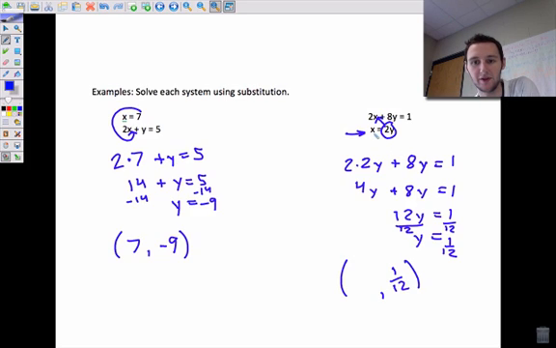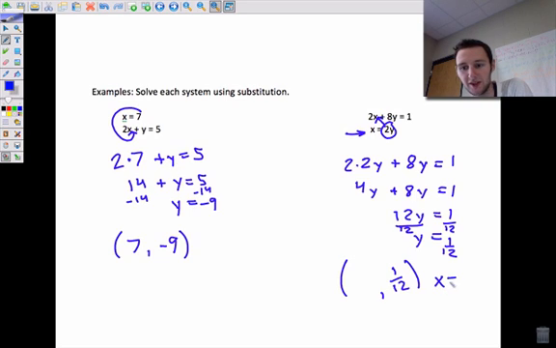And I can figure out what the x coordinate is now just by substituting 1/12 into this equation. You can do it into either equation. If you wanted to sub in this 1/12 up here, where it says 8y, you could. I'm just going to choose this one because it's easier, because x is already isolated.